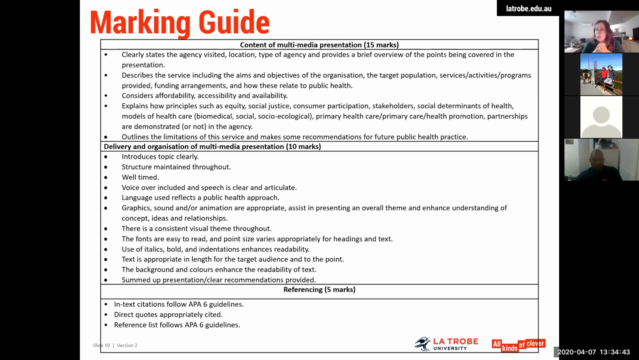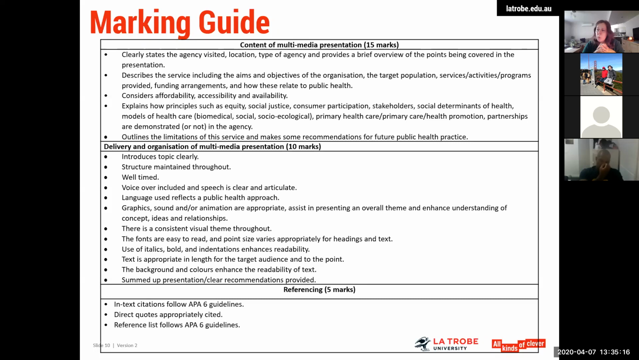There are marks attached to the delivery and the organisation of the actual multimedia presentation, so 10 marks. That is, you've got that introduction, you maintain the structure throughout, it's well timed, and you've got that voiceover, but it's also really clear and articulate. We've had instances where students have submitted it and they've got a voiceover, but we actually can't hear it. The quality is really poor, and if we can't hear it, we can't mark it. So they've actually lost marks in this section.